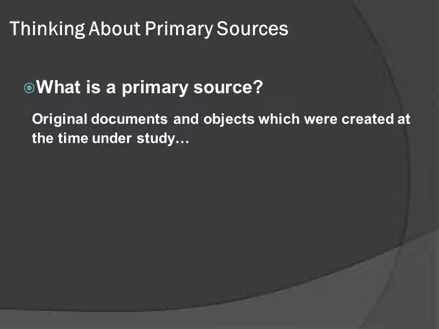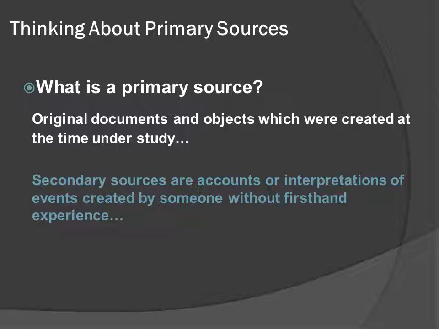For example, if you are writing about United States history and the Declaration of Independence, the original document, 1776, that would be your primary source because it's an original document. However, a secondary source is an account or interpretation of that document. In other words, a textbook that wrote about the Declaration of Independence would be a secondary source.